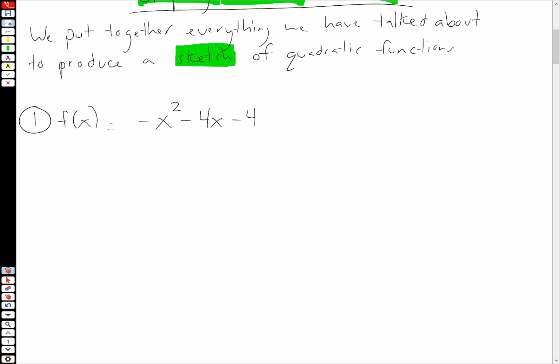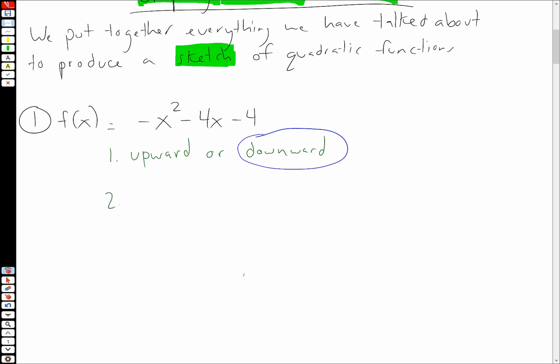Let f of x be minus x squared minus 4x minus 4. Now, the first thing I recommend if you're going to sketch a graph of this function, first figure out, is it upward or downward? Upward or downward? And if you observe our equation here, notice that it is a downward parabola.